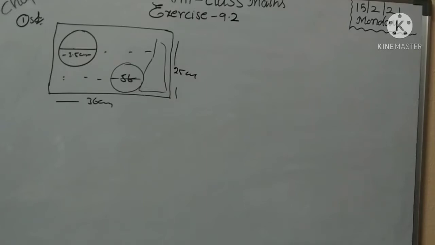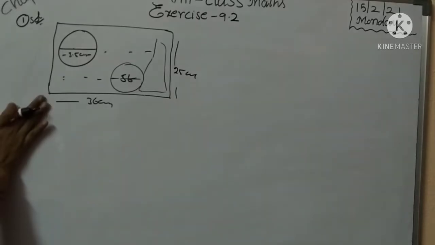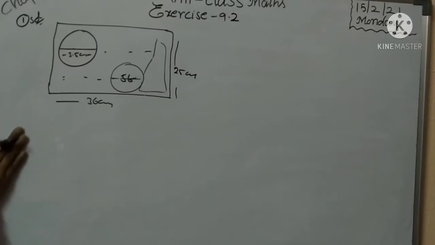Okay, did you understand? First of all, we will find the area of a rectangle. What is the formula for the area of a rectangle? Length into breadth. Next, the area of a circle. What is the formula for the area of a circle? Pi r square. The diameter is already given, so we will find the radius, radius equal to diameter by 2.